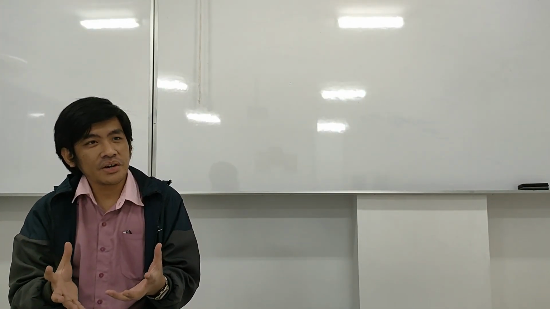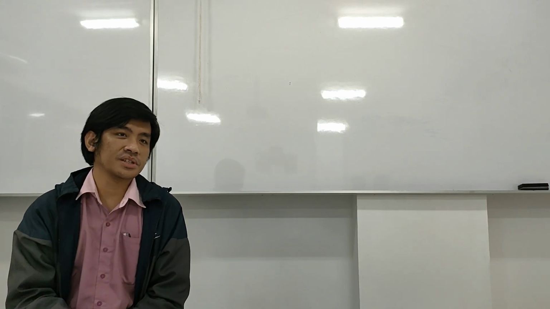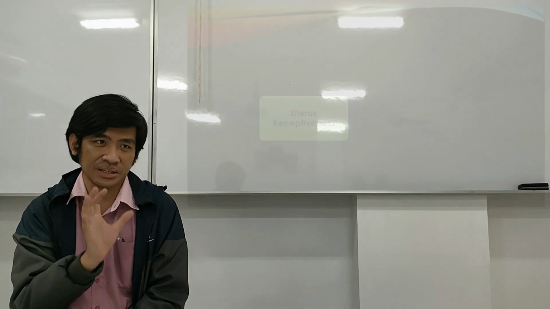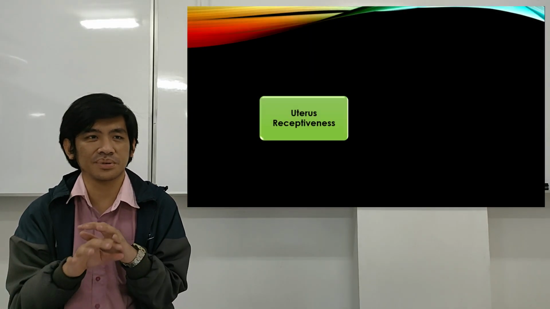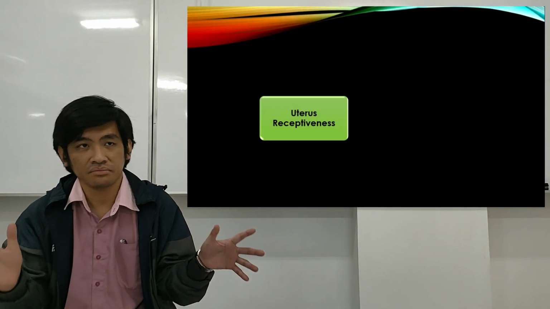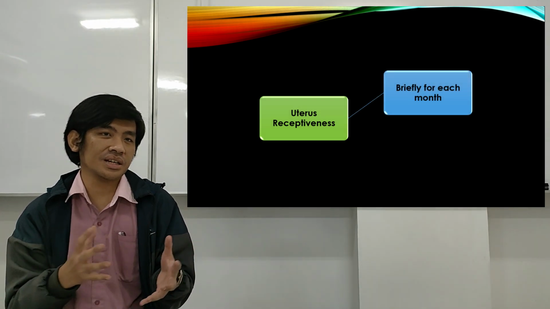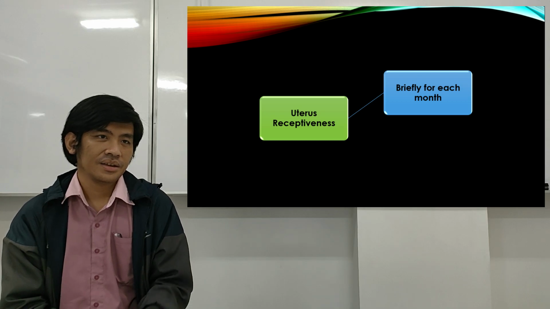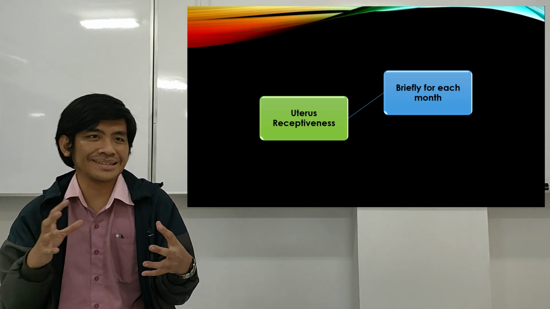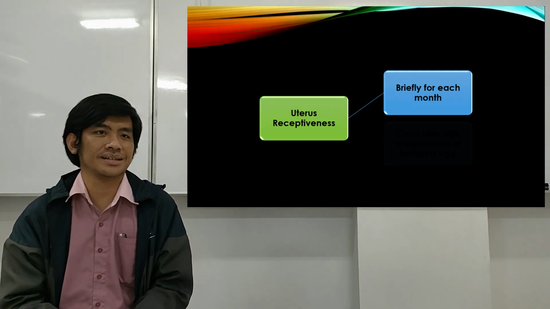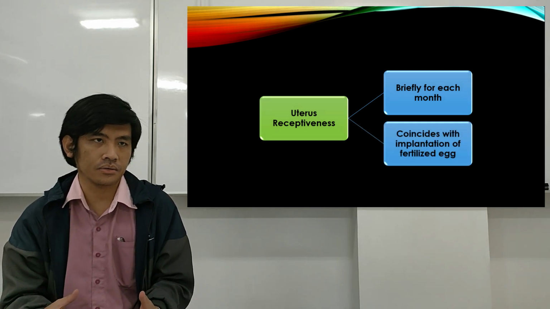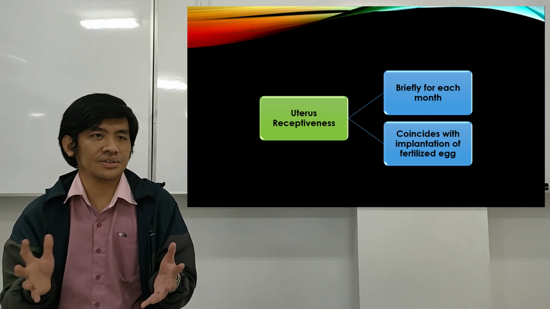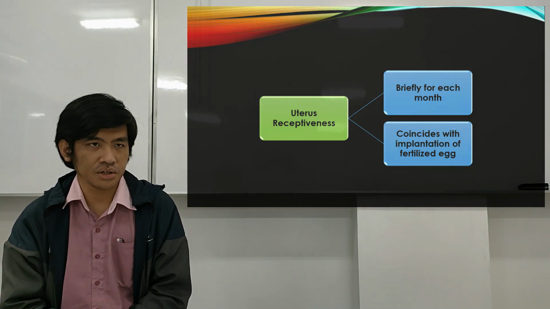Okay, young embryo implants and develops into fetus in uterus. However, that does not mean this organ is receptive to implantation all the time. No. On the contrary, it's only receptive for a brief period of each month. This brief interval coincides exactly with the time when a fertilized egg would begin to implant. Well, approximately about 7 days post-ovulation.